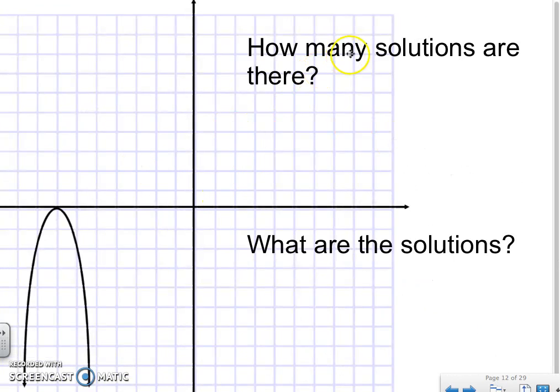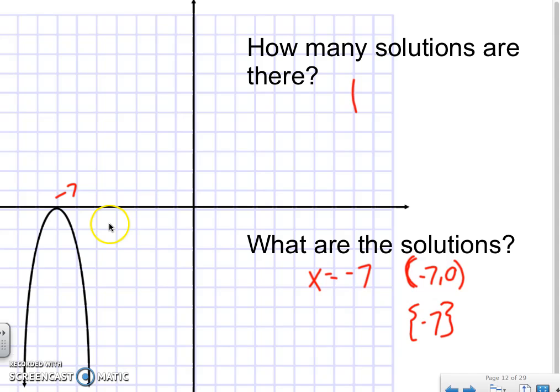All right, so again, how many solutions are there? There is one solution right here, and that would be at -7. So you would say x equals -7. You could say (-7, 0), or you could say {-7} with the squiggly bracket. Okay, so that's how you find those solutions from a graph.